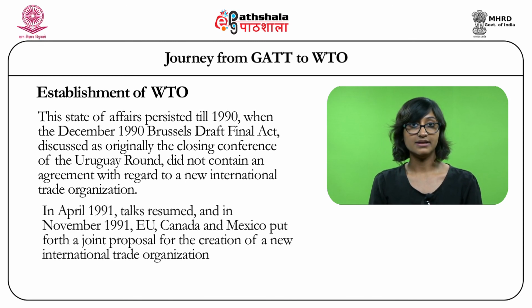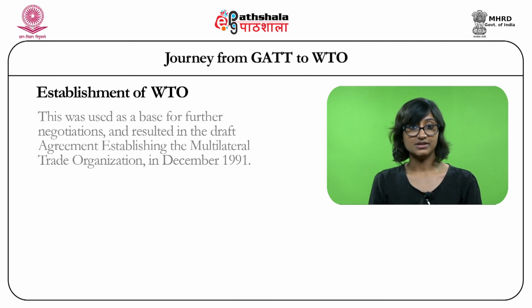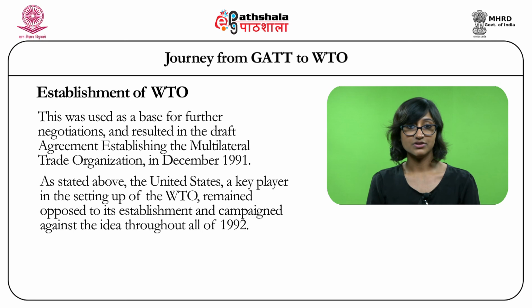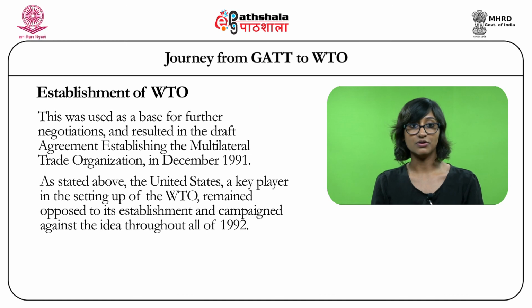However, in April 1991, talks resumed, and in November 1991, the EU, Canada and Mexico put forth a joint proposal for the creation of a new international trade organization. This was used as a base for further negotiations and resulted in the draft agreement establishing the Multilateral Trade Organization in December 1991. However, the United States, a key player in the setting up of the WTO, remained opposed to its establishment and campaigned against the idea throughout all of 1992.